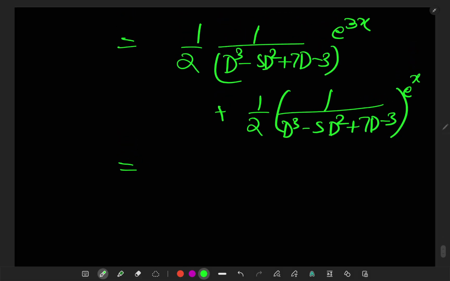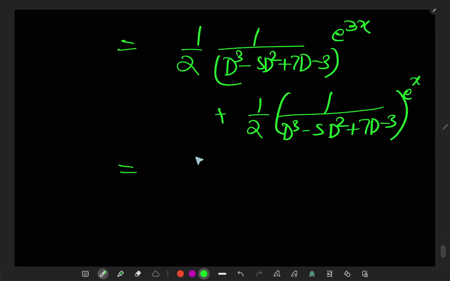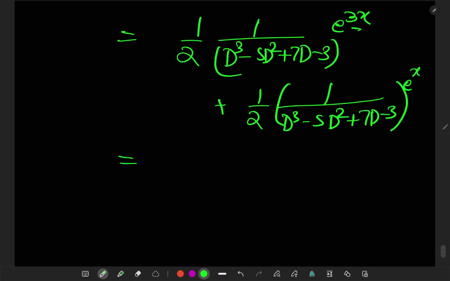Is equal to, now using this property, putting the value of a on D. If we put here the value of a, which is 3, on D, the denominator becomes 0. So we need to differentiate this term.